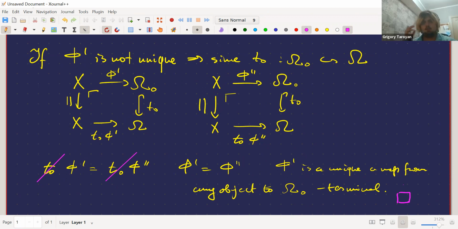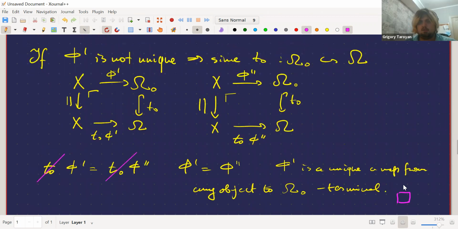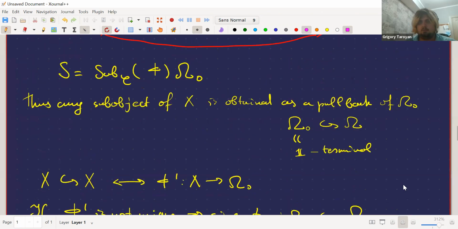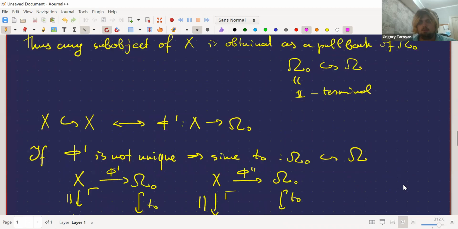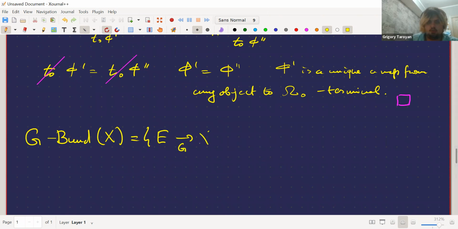So basically, the idea of subobject classifier is inspired by topology, and I will just give a probably familiar topological example of how this thing works. So assume, for example, that we have a functor G-bundles of X, which just corresponds to G fibrations over X up to equivalence.